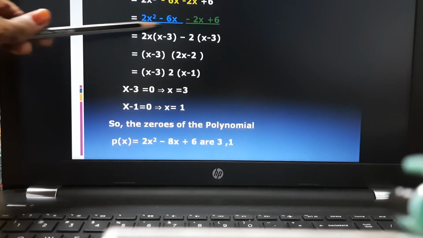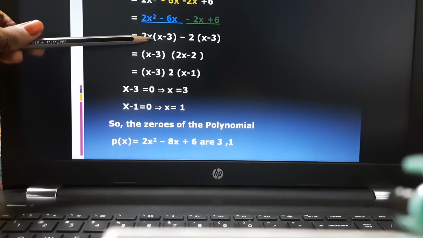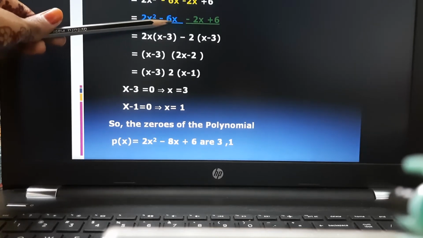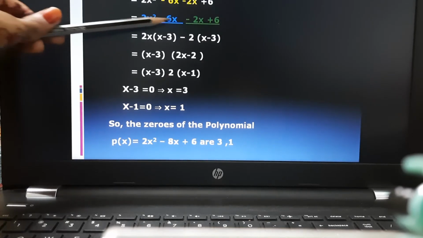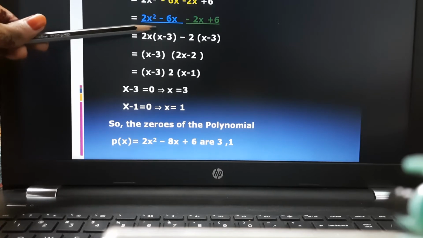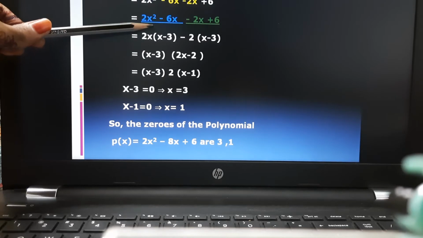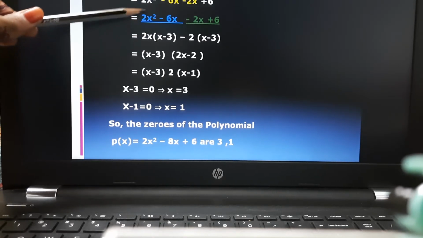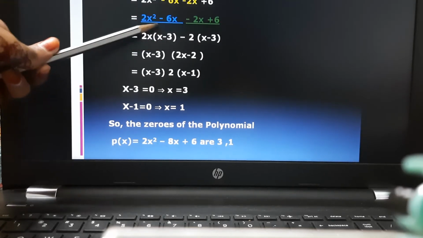Right, x. Here we have x, here also we have x. So x is common. And see here, this is 2x. This 6 can be written as 2 threes are 6. Here 2, here 2. So 2 is common and x is also common. If I take 2x as common, what is remaining here? 2 is common and x is common. What is remaining? Only one x. Here minus, right?